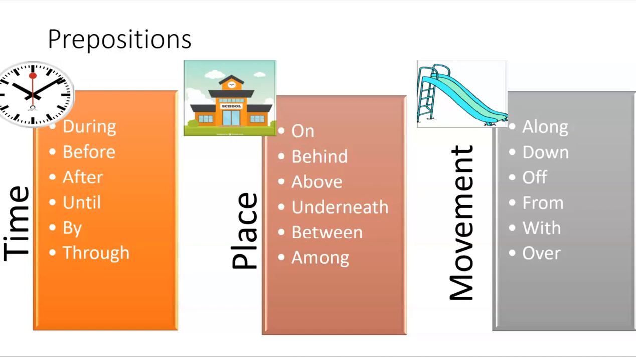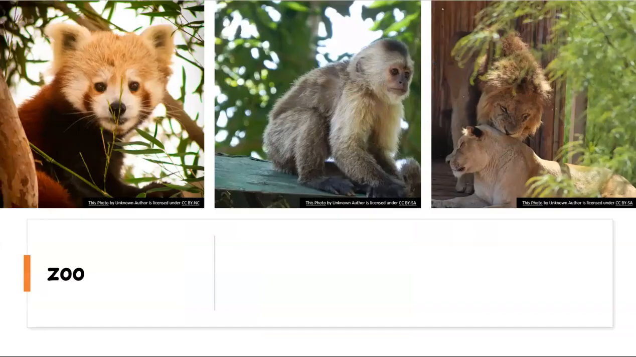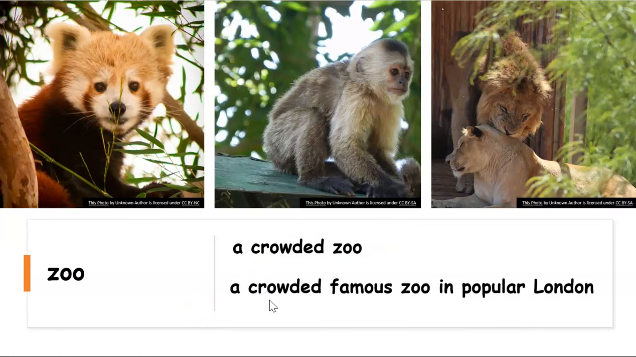Let's try looking at some of the noun phrases and expanded noun phrases we could generate from our pictures. Now, this is a zoo. Let's see a noun phrase for our zoo. A crowded zoo. And that's just a basic noun phrase, isn't it? It has our determiner, it has our adjective, it has our noun. If we were to expand this with a preposition, that would be a crowded famous zoo in popular London.